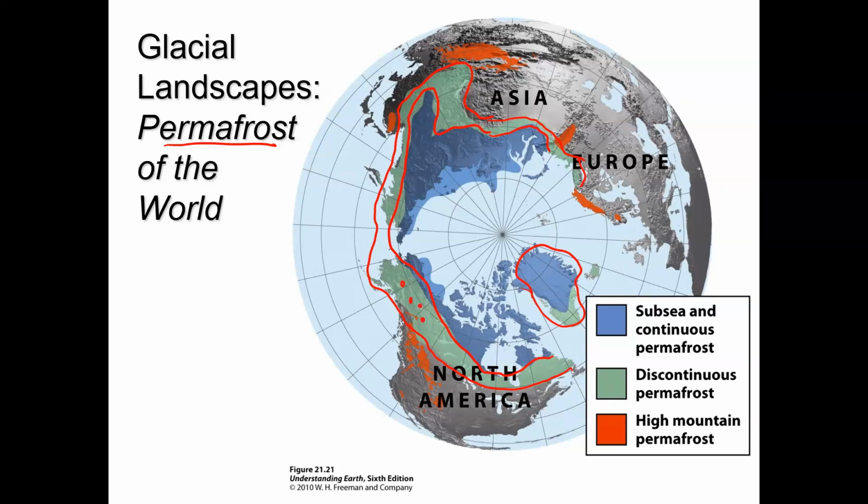In other places on high mountains that are still farther north in latitude than some other things, you'll have mountains that have some permafrost at the top of them as well, permanently frozen.